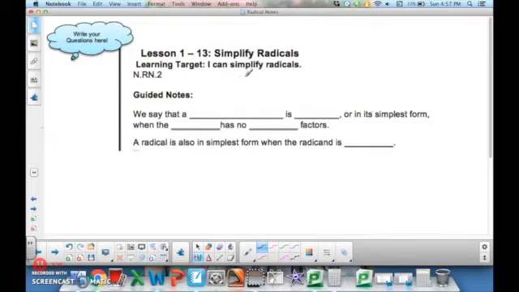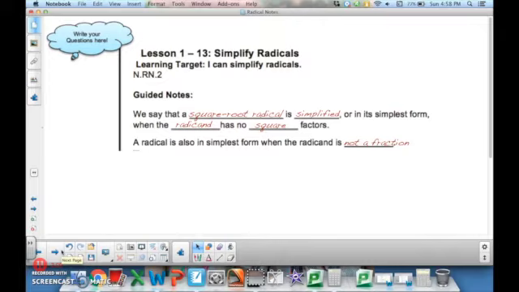In this lesson, we're going to be simplifying radicals, so your learning target is simply that you can simplify those radicals. We have a very small amount of notes for this. We say that a square root radical is simplified, or in its simplest form, when the radicand has no square factors. I know that's a lot of math in one sentence, but I'm going to show you what that means when we work some examples. The radical is also in simplest form when the radicand is not a fraction. So make sure you don't have a fraction under that square root symbol, which I don't think we give you too many problems like that.